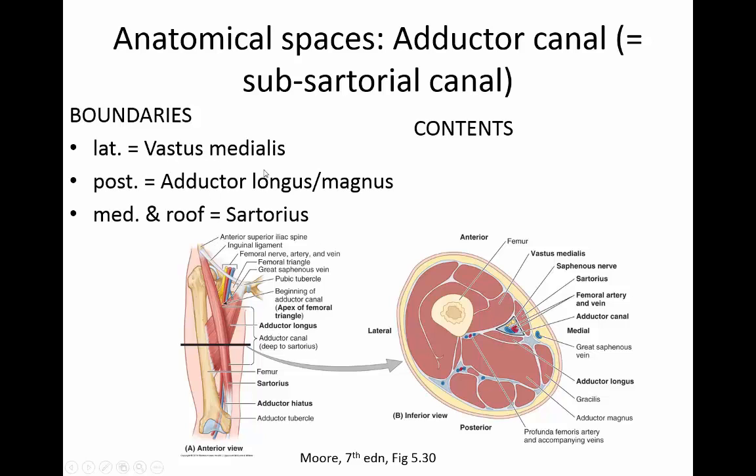You can see the lateral boundary. Lateral boundary is vastus medialis. Posterior boundary will be adductor longus and adductor magnus. And the medial boundary, which is also the roof when you look at it three-dimensionally, is going to be sartorius. The contents, of course, will be our saphenous nerve, our femoral artery, and our femoral vein.